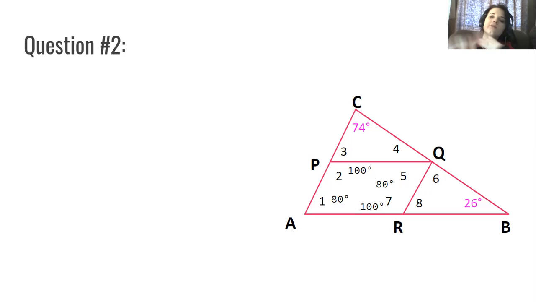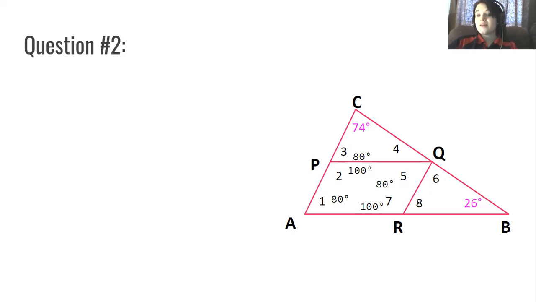Now next, we're going to take a look at our other angles, our supplementary angles. If you'll notice, 2 and 3 are supplementary. They're actually right next to each other. They're going to make 180 degrees. So what we would do is subtract 100 from 180, and 3 will be 80 degrees.